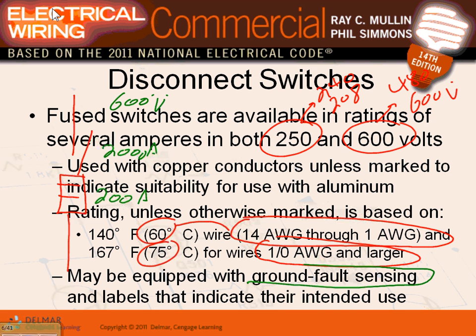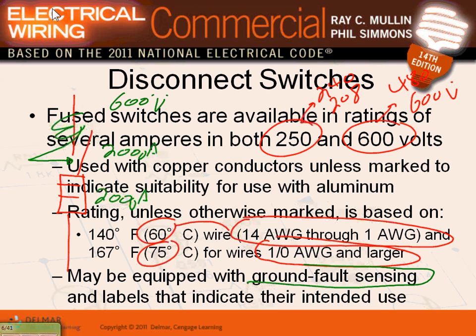Now I need to be able, guys, to trip on the existence of a ground fault. So what they do is they have a little sensor that senses the ground fault, and a little mechanism that trips the disconnect. If there's a ground fault, you trip. Who cares? Question is, who cares? The code requires, if you have 1,000 amps or higher, you have to have ground fault protection. Fuses don't give you ground fault protection.